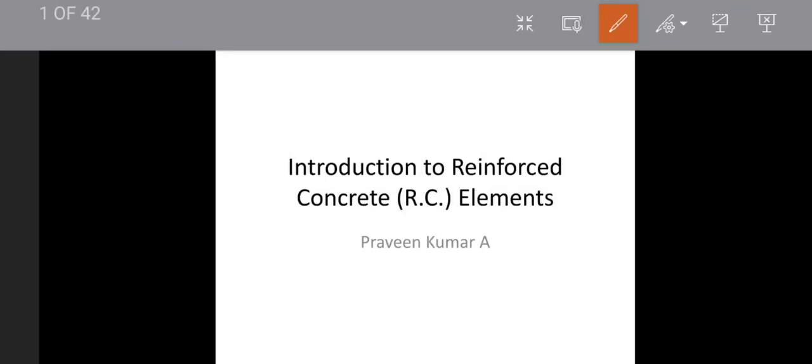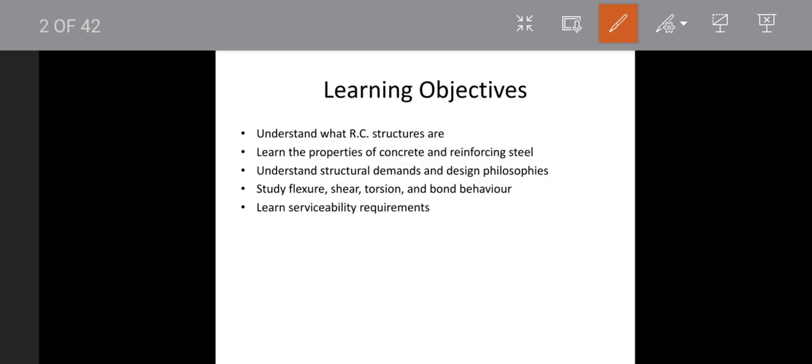So welcome to the continuity session of Introduction to Reinforced Concrete Elements. In today's session, we are going to see about the flexure, shear, torsion and bond behavior of reinforced concrete elements. And also we are going to see about the serviceability requirements which are needed for the reinforced concrete.